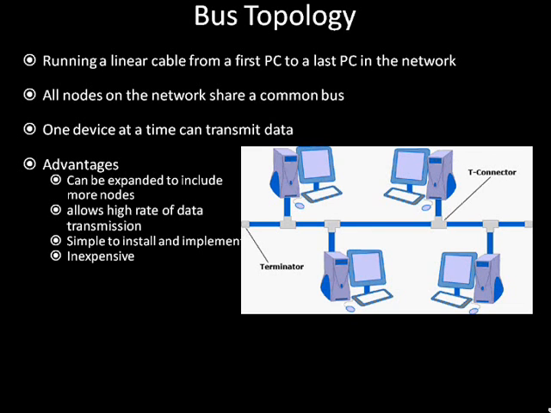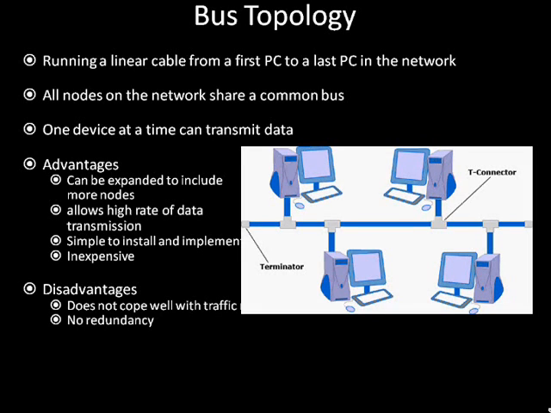Disadvantages of the bus topology. It does not cope well with heavy traffic rates. No redundancy, as if there is a break in the main cable, the entire network goes out of operation. It is difficult to identify the problem when the network is down. Performance degrades as additional computers are added.